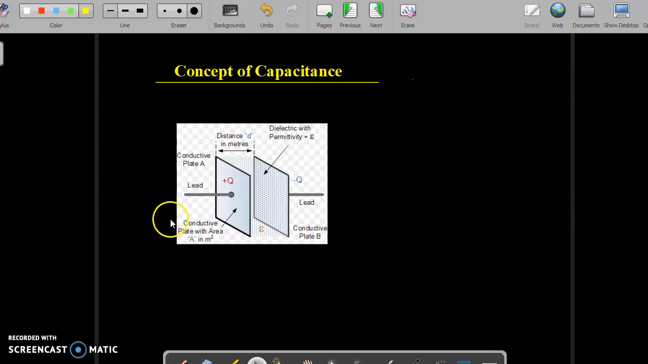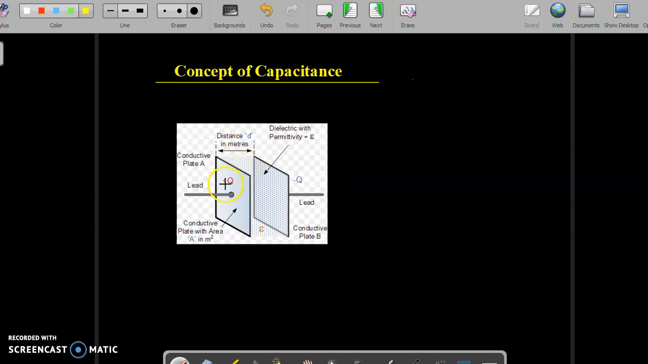A capacitor is an electric device which consists of two conductors separated by a dielectric medium. Here you can see two parallel plates. The plate A has a surface area of A meter square, and there is another conductive plate B. There is a medium in between plate A and B, so its dielectric permittivity is epsilon, and the distance between the two plates is d.